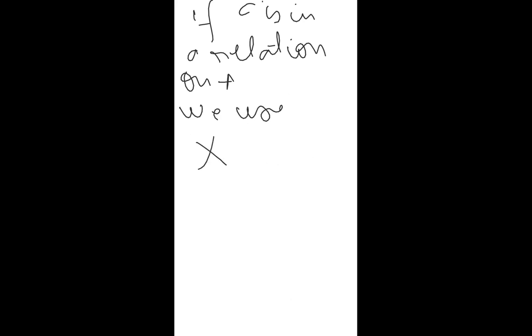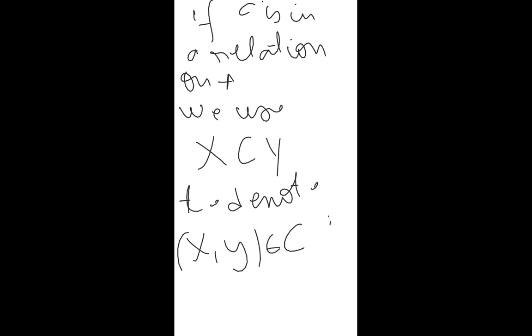So if C is a relation on A, we use X C Y to denote that X and Y are in C. And C is just, again, a subset of the Cartesian product. And we can say that X is in relation C with Y, and we can denote it also like this. This relation can be equality, for example. We then move to equivalence relations, and equality is an example of an equivalence relation.